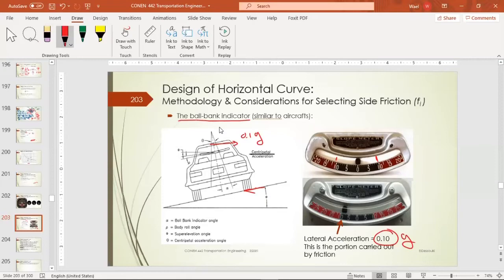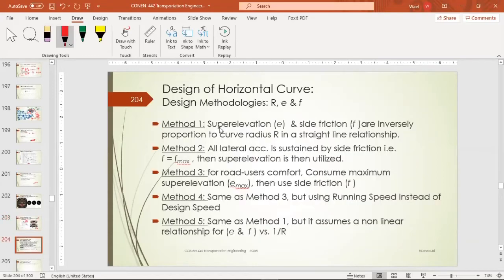Its CG is high. So if we exceed 0.1 G, we are exposing these vehicles to an overturn. Okay, clear? So we need to maintain the maximum use for F lateral so that it should not be greater than 0.1. Any questions?